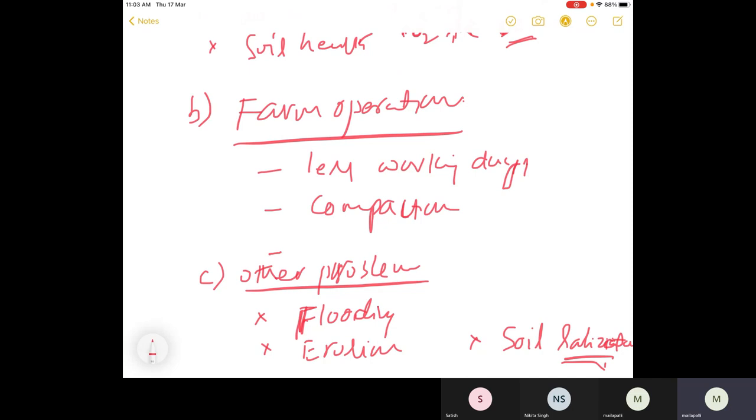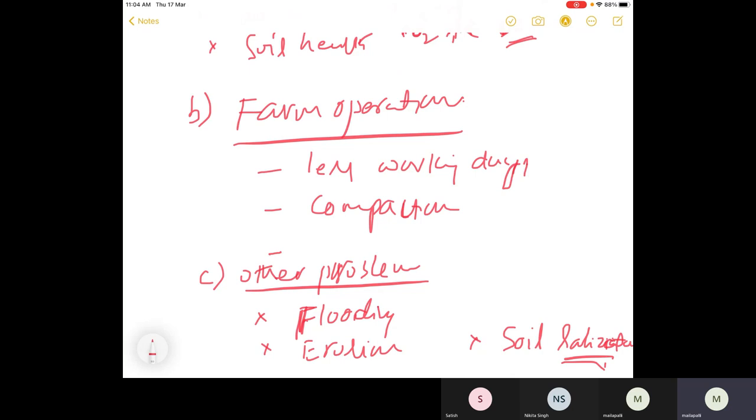So with this, I'm stopping here. Next week, we are going to talk about the drainage components, and mostly the surface drainage system: what kind of operations or field preparation we need to do before designing the surface drainage system, and then what the design principles of surface drainage system are. Similarly for subsurface drainage system.